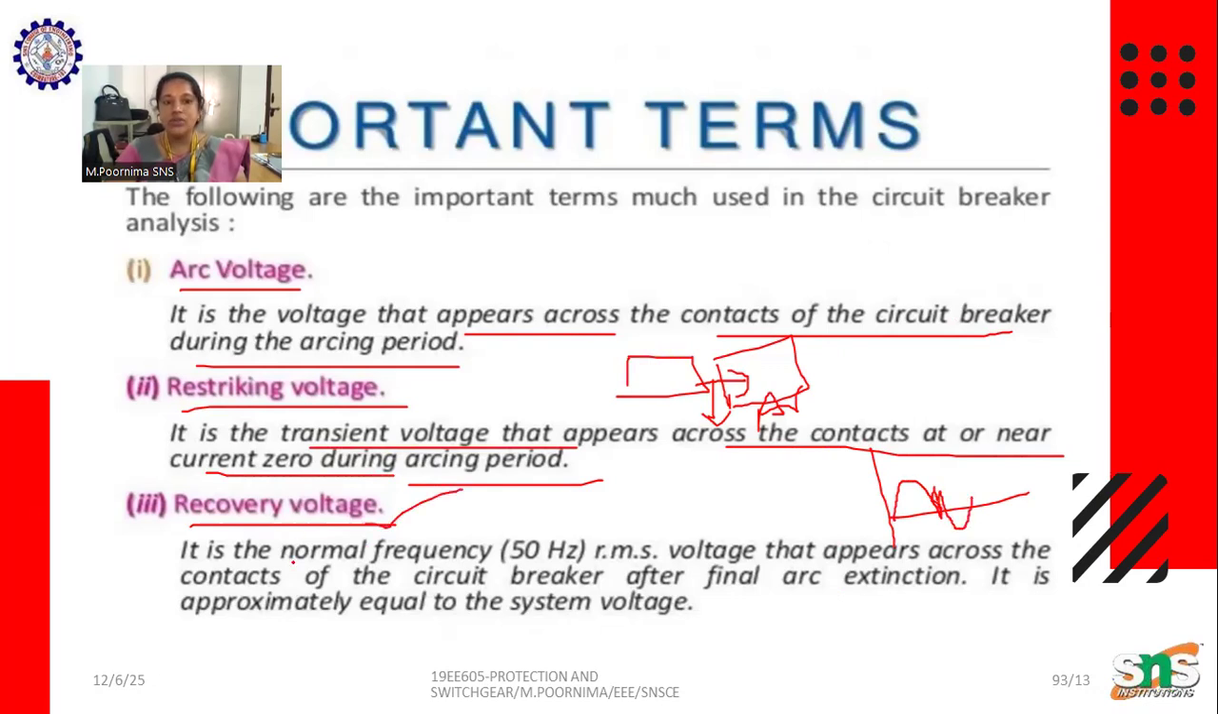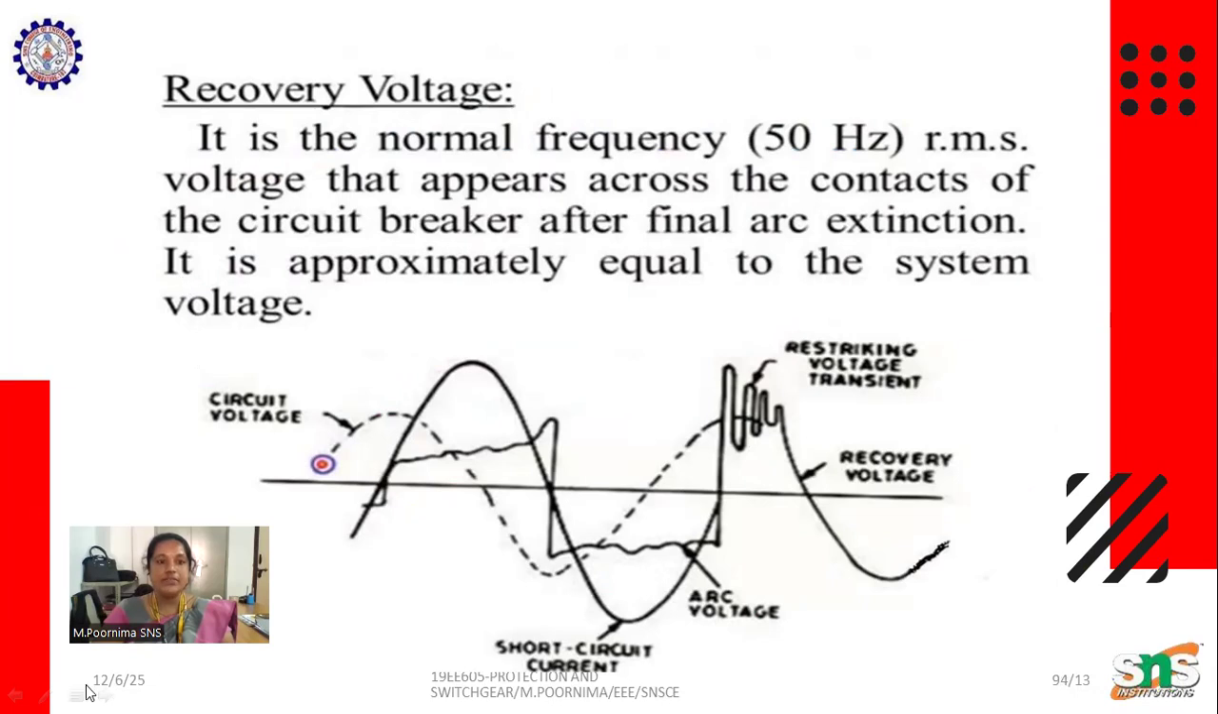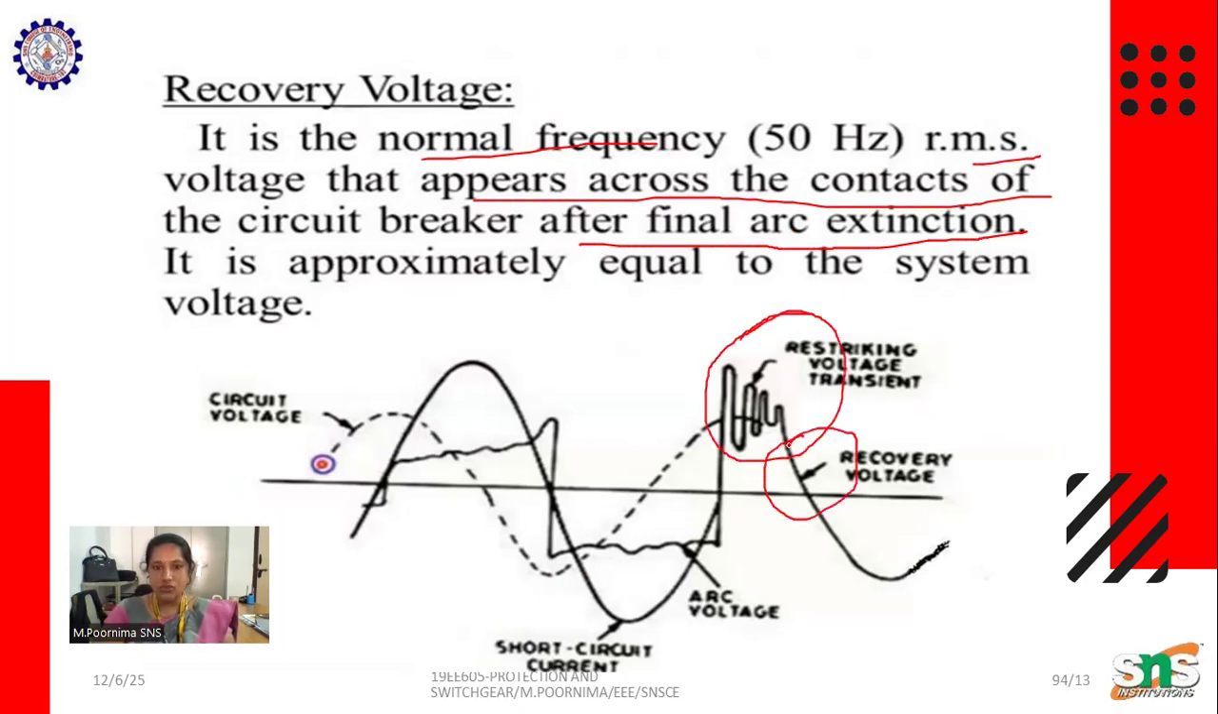Next is recovery voltage. It is the normal frequency, 50 hertz RMS voltage that appears across the contactors of the circuit breaker after final arc extinction. This is approximately equal to the system voltage, back to the normal condition. Here we can see a clear picture of this: the restriking voltage, and then the recovery voltage.